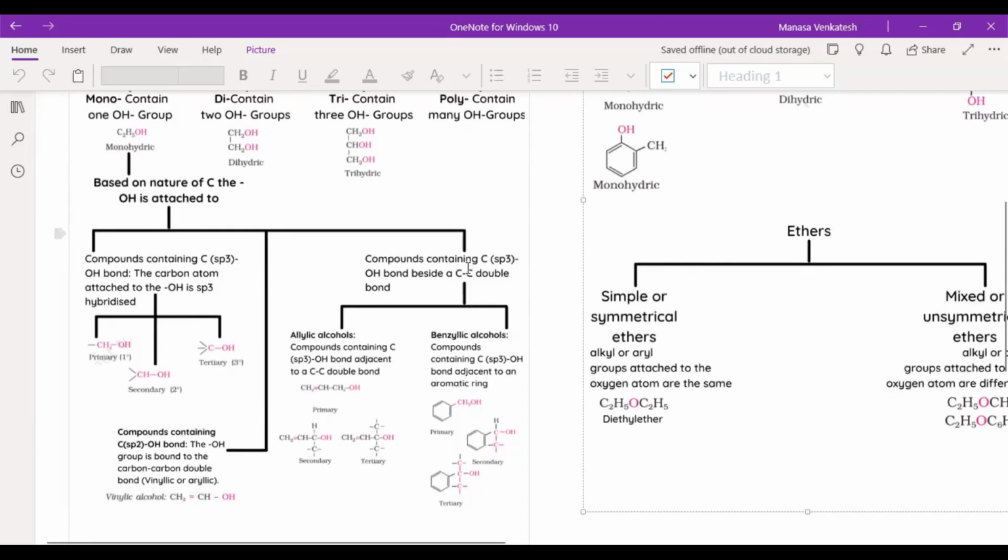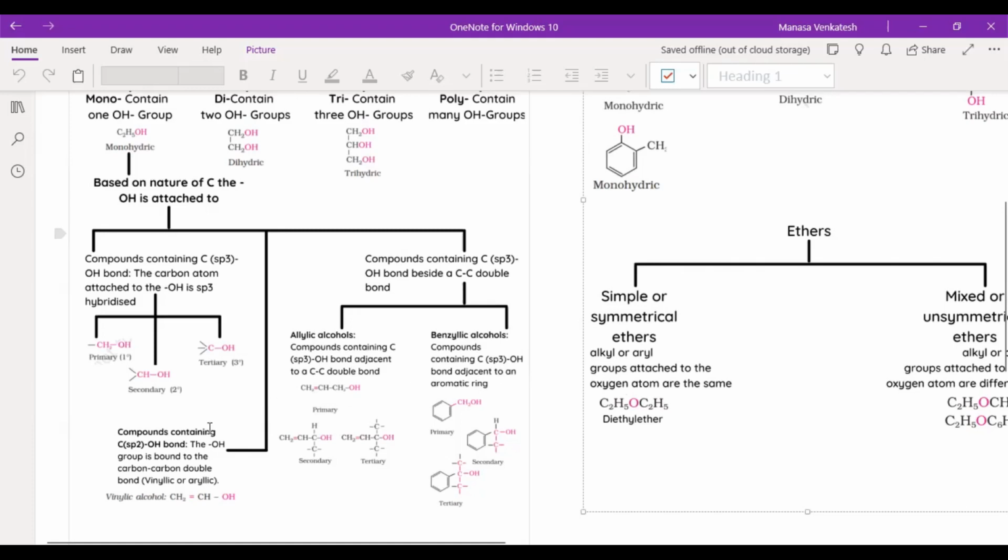The next one is based on the compound containing a C-sp3-OH bond beside a C=C double bond. So beside the C-sp3-OH bond, you have a C=C double bond. That's why you have allylic as well as benzylic alcohols. In case of allylic, you have a double bond. In case of benzylic, you have an aromatic ring.